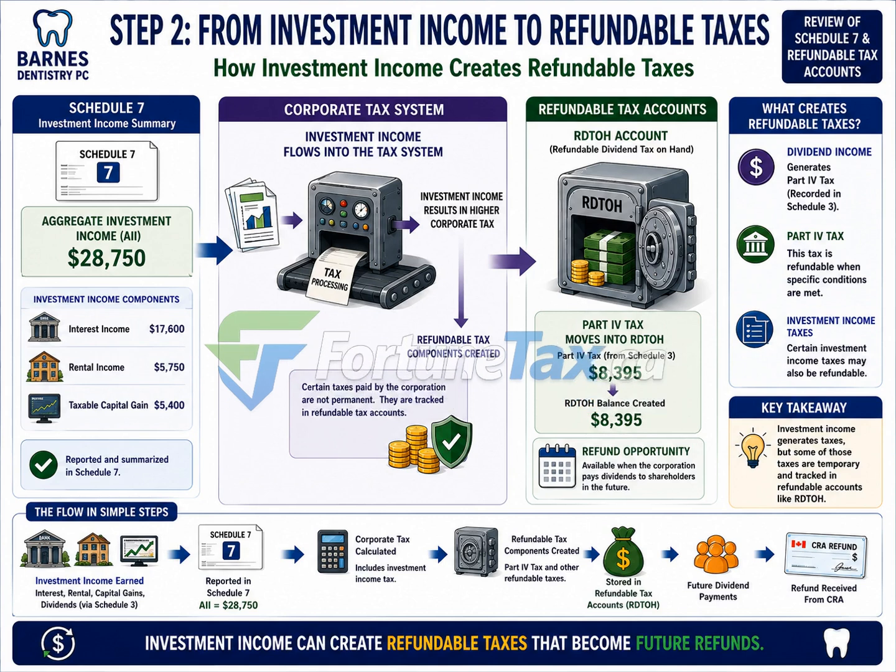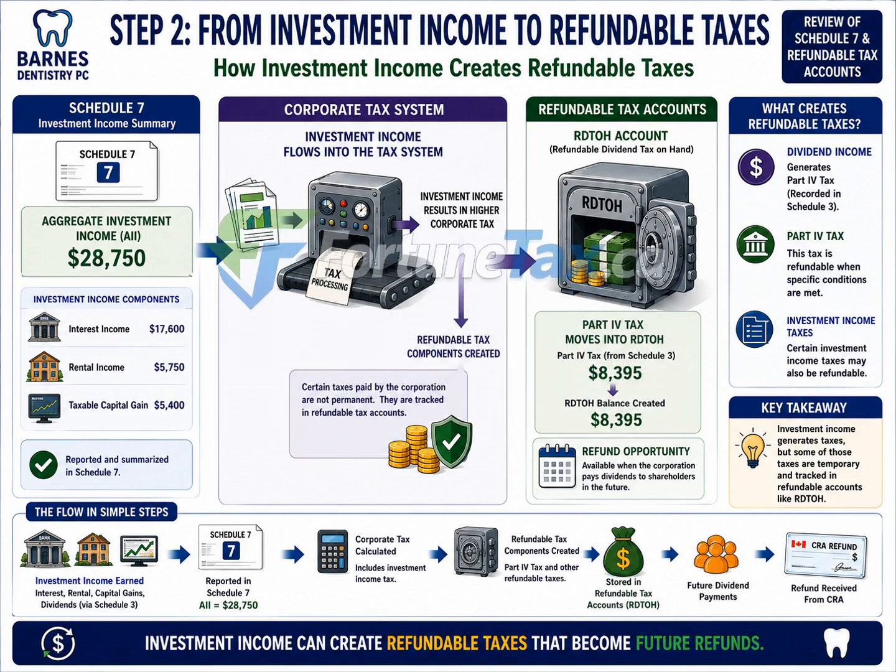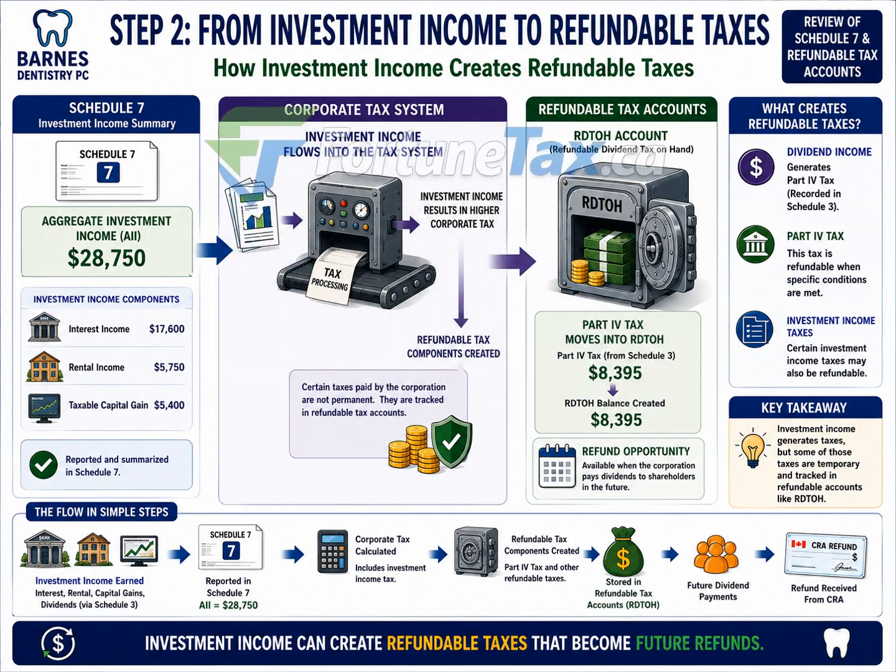Now let's look at the panel titled, "What Creates Refundable Taxes?" There are three major sources. The first is dividend income. Dividend income can generate Part 4 tax through Schedule 3. The second is Part 4 tax itself, which is generally refundable under specific conditions. And the third is certain investment income taxes that may also contribute to refundable tax balances.